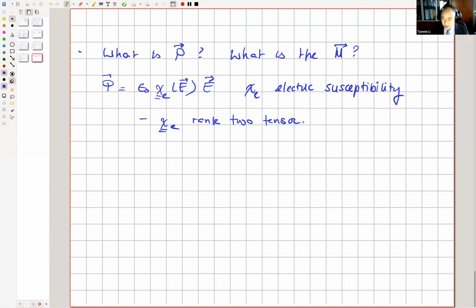If you want to get very mathematical, then a rank 2 tensor is something that takes in a vector and then outputs another vector. So it operates on a vector to give you a vector. That is a rank 2 tensor.